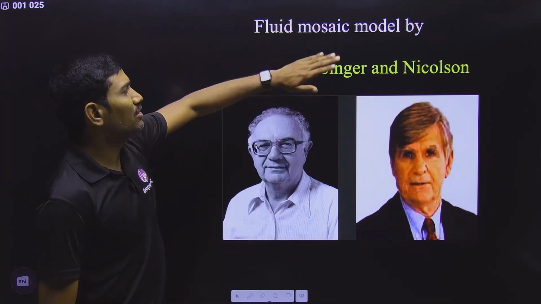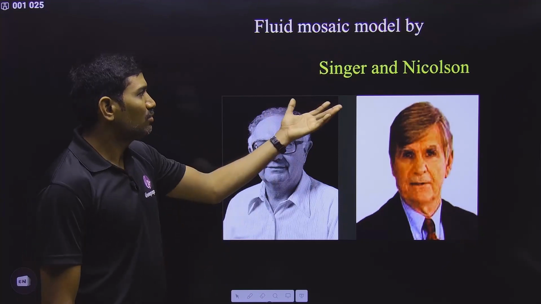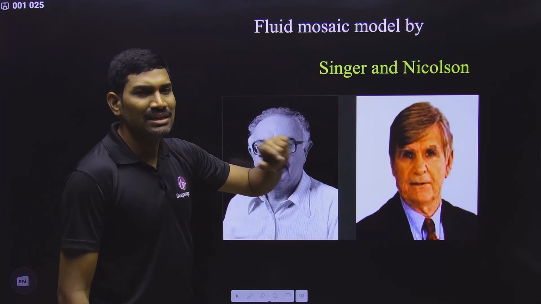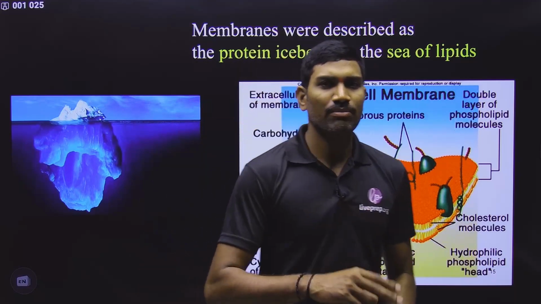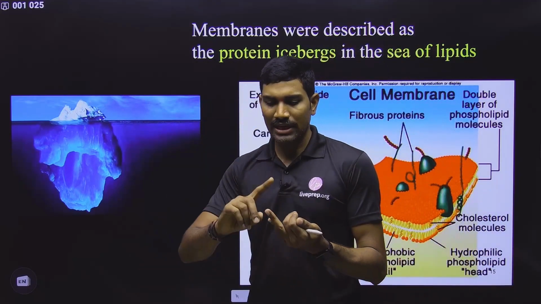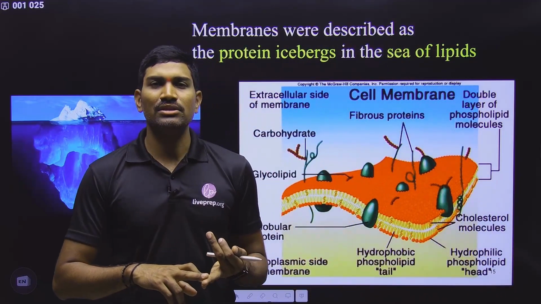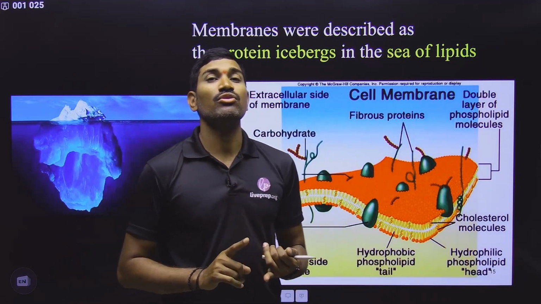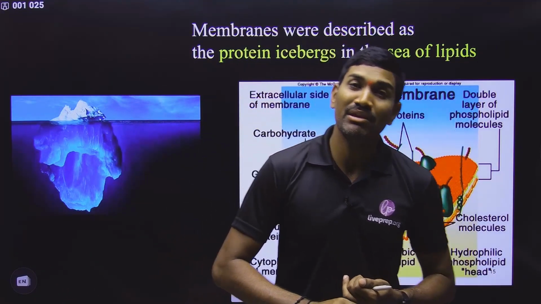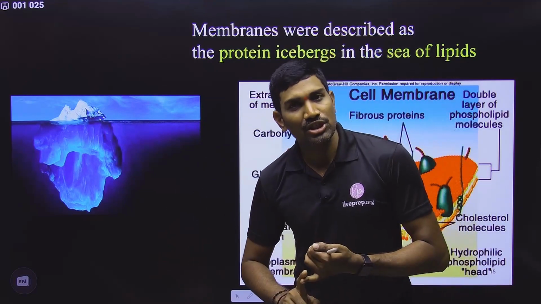And now we are directly going to the fluid mosaic model. Who proposed this? Singer and Nicolson. They gave the fluid mosaic model. In this fluid mosaic, please understand the two words, fluid and mosaic. If you understand these two words, you can easily understand the model. Fluid: the membrane is fluid in nature. Actually, it is semi-fluid in nature.